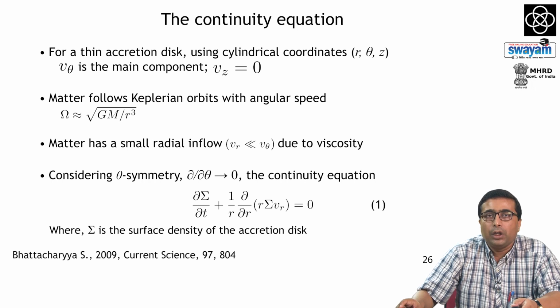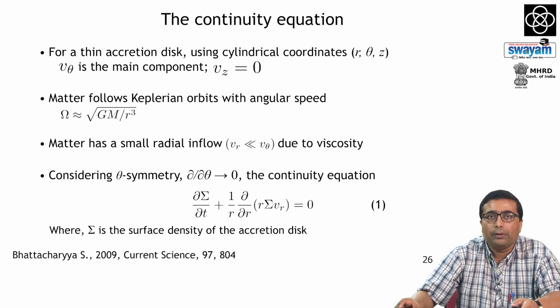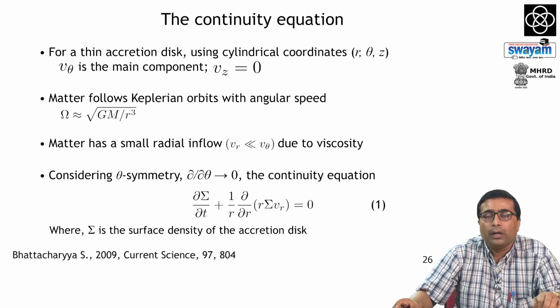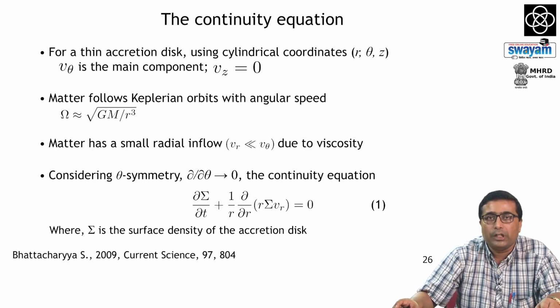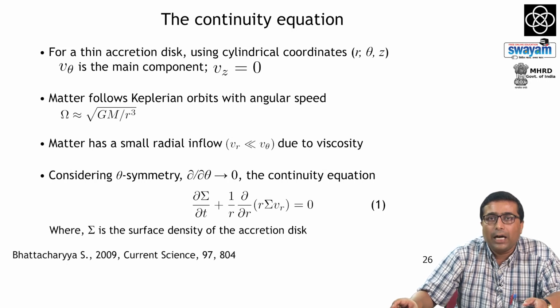The accreted matter should move around the neutron star with a nearly Keplerian speed as shown here, where m is the mass of the neutron star or the accreting object, and a small radial inflow, that is Vr is less than v theta. That is, the accreted matter is moving in almost a circular orbit around the central object, and it is slowly losing its angular momentum and is coming towards the central object. Therefore, Vr, that is the radial speed, is less than the angular speed v theta. We consider del theta equal to 0 because of the theta symmetry of the system.